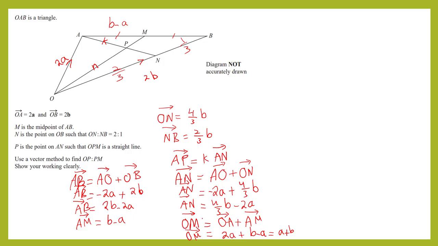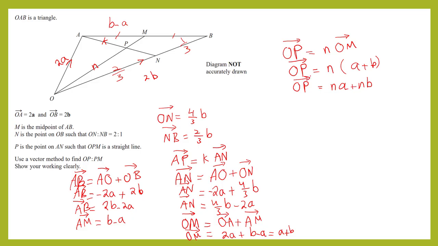So now we need to find OP. OP is n multiplied by OM. So OP equals n multiplied by OM, which is a plus b. If you expand, it will be na plus nb. Now we have OP: OP is na plus nb.